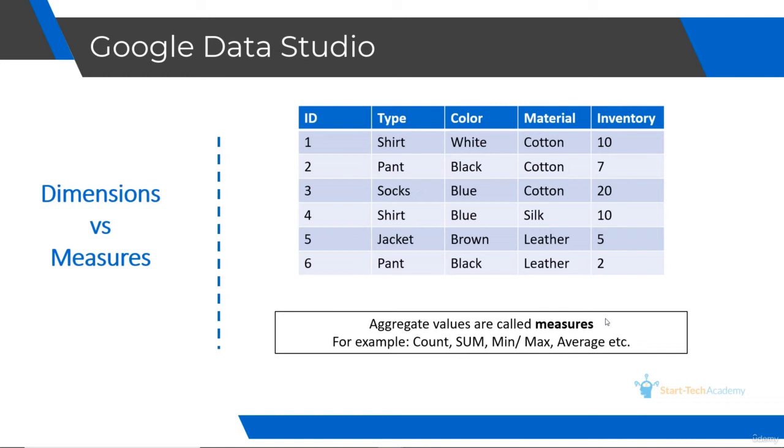These aggregations are called measures. For example, count can be a measure, sum of inventory can be a measure, and so on. We can define what information we want from a group. It can be count of element in the group. It can be sum, average, min, max of some numerical column from that group, etc.